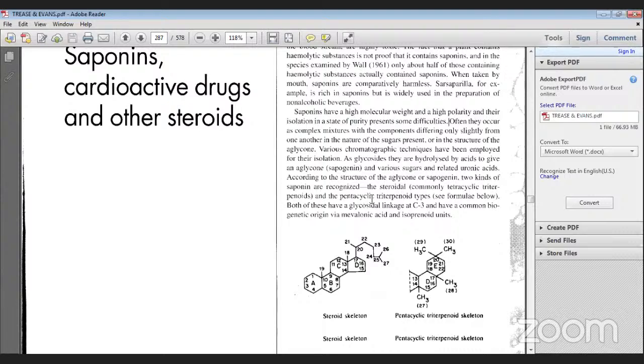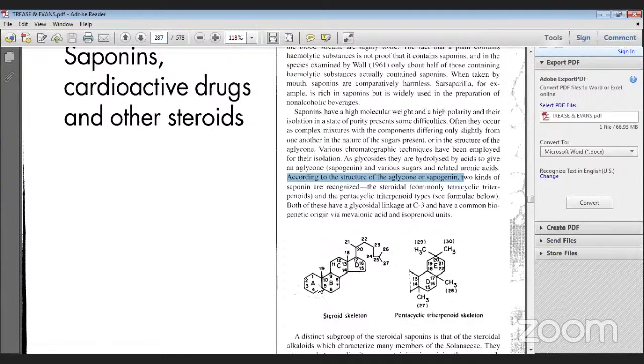Next, the main aglycone part is known as the sapogenin. This is the steroidal moiety, and this is the aglycone part.